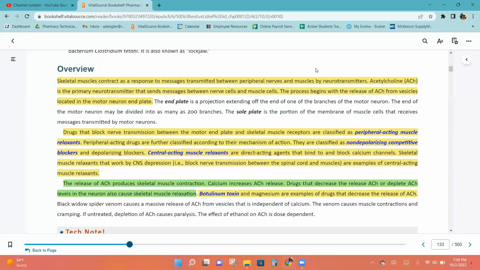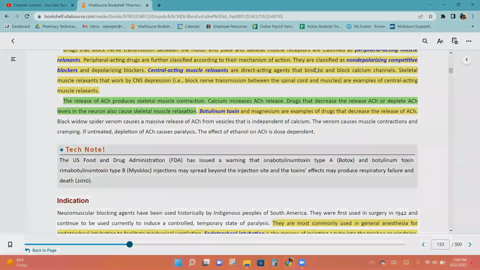The release of acetylcholine produces skeletal muscle contraction. Calcium increases acetylcholine release. Drugs that decrease the release of acetylcholine or deplete acetylcholine levels in the neuron also cause skeletal muscle relaxation. Botulinum toxin and magnesium are examples of drugs that decrease the release of acetylcholine.